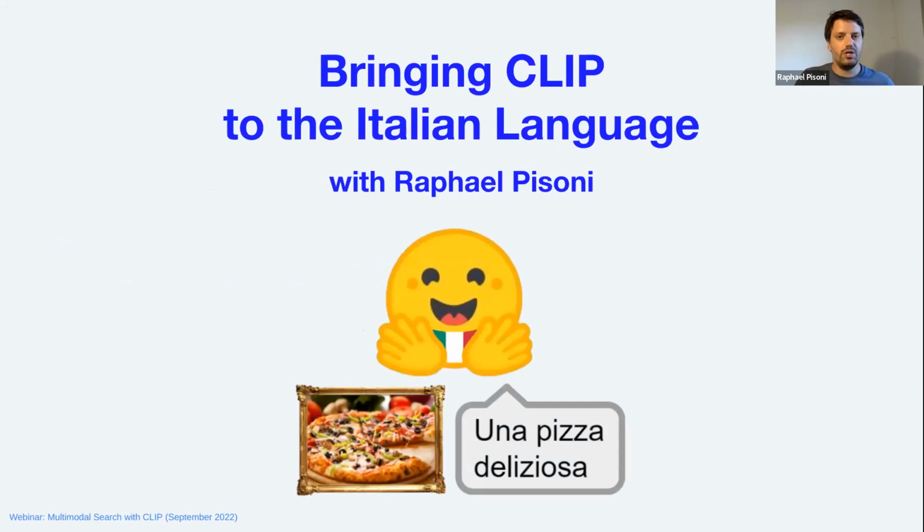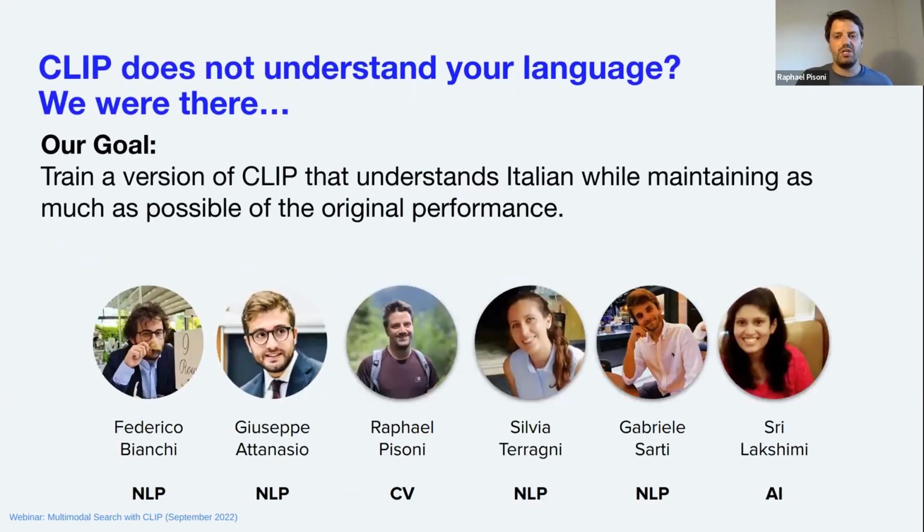So I will talk to you about a model that was developed during the JAX Community Week, organized by Hugging Face and Google around a year ago. And our goal during this community week was to bring clip to the Italian language. We were a team of 6 people that worked on this. Our goal, again, was to train a version of clip that understands Italian while maintaining as much as possible of the original performance. Because at the time there was basically no good Italian clip model.